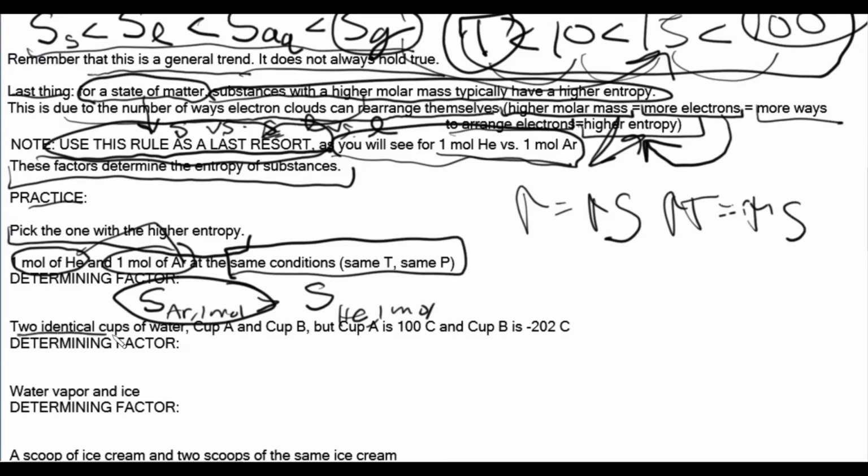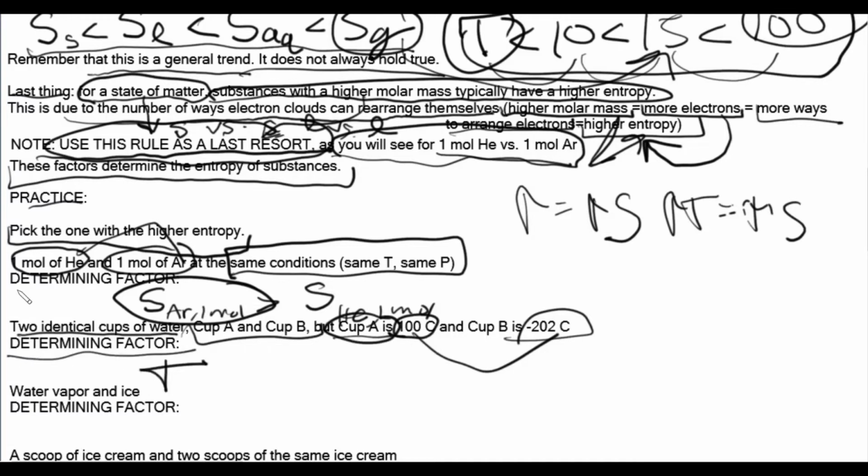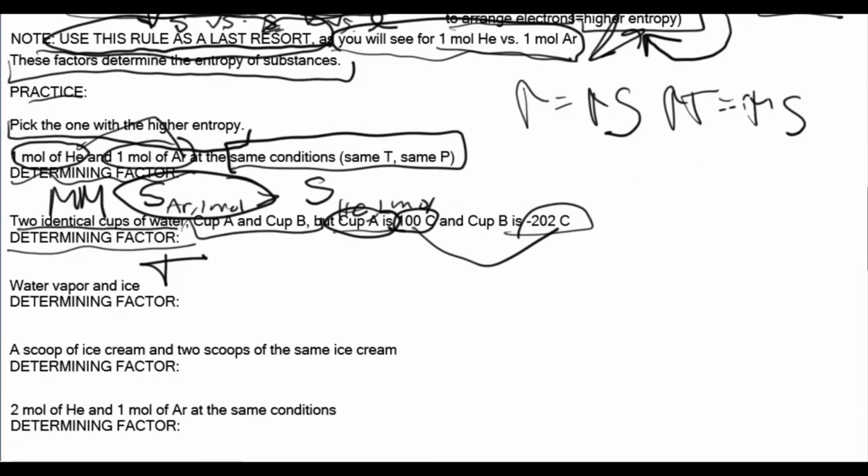Now we have two identical cups of water, cups A and B, but cup A is 100 degrees Celsius and cup B is negative 202 degrees Celsius. So everything is kept constant except for the temperature. Well, guess what? Higher temperature equals higher entropy. So guess what? Cup A will have the higher entropy. And the determining factor is temperature. And let's write the determining factor for this.